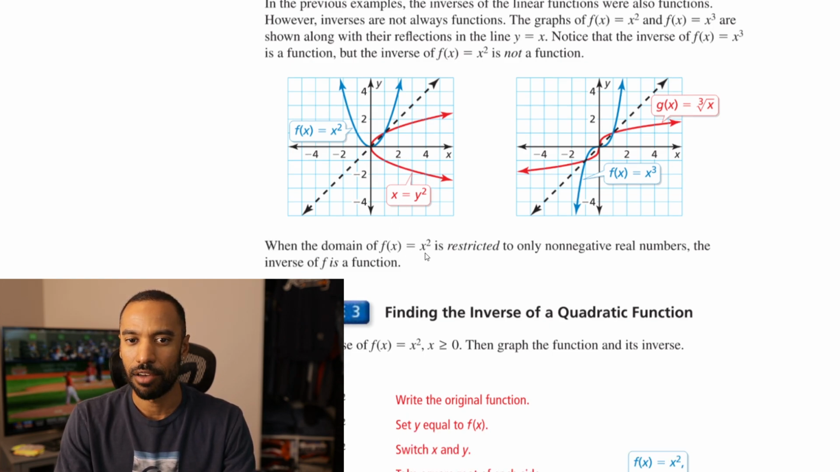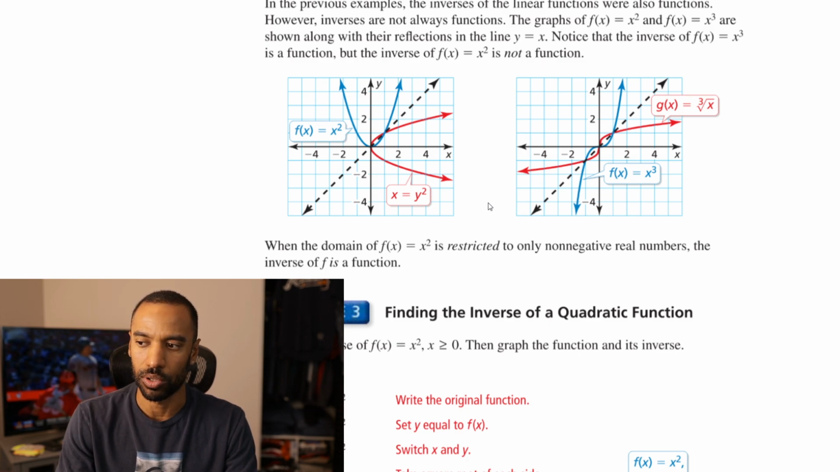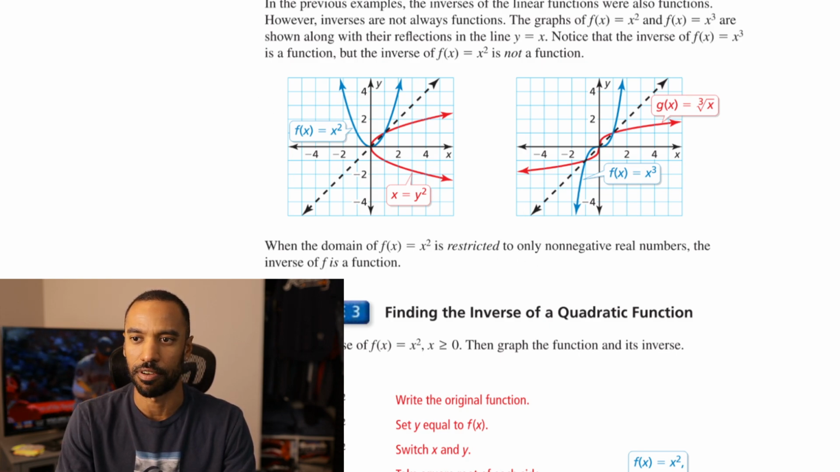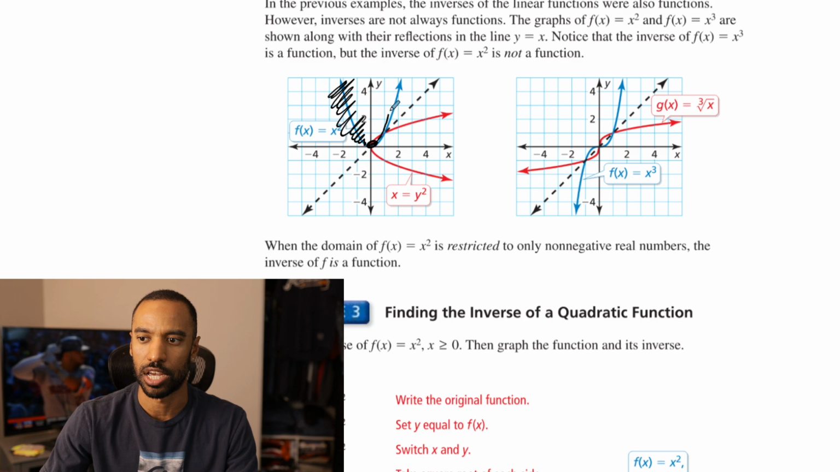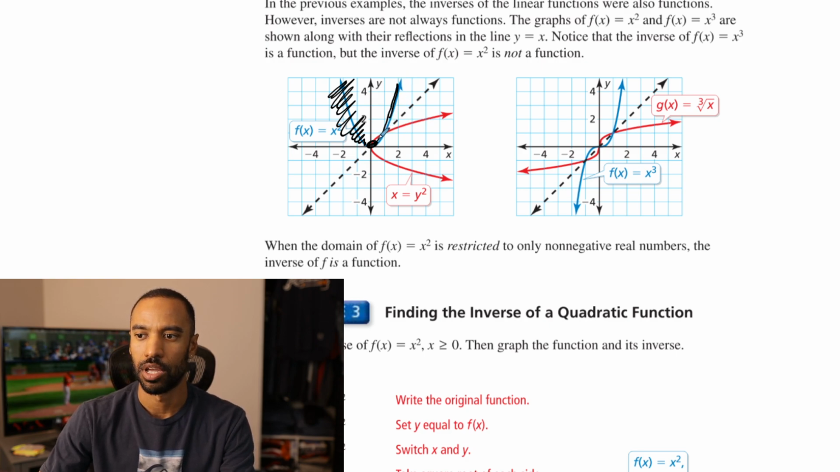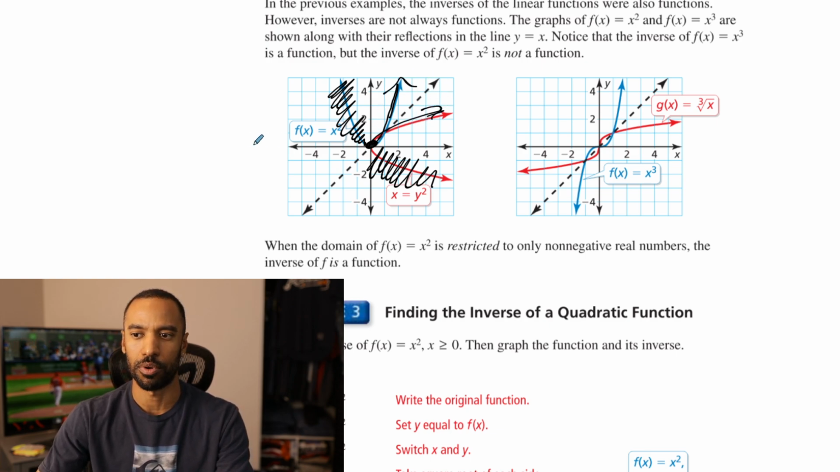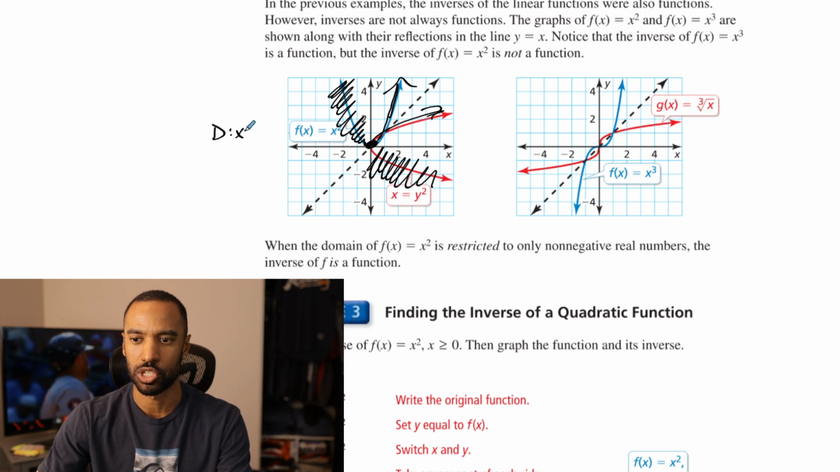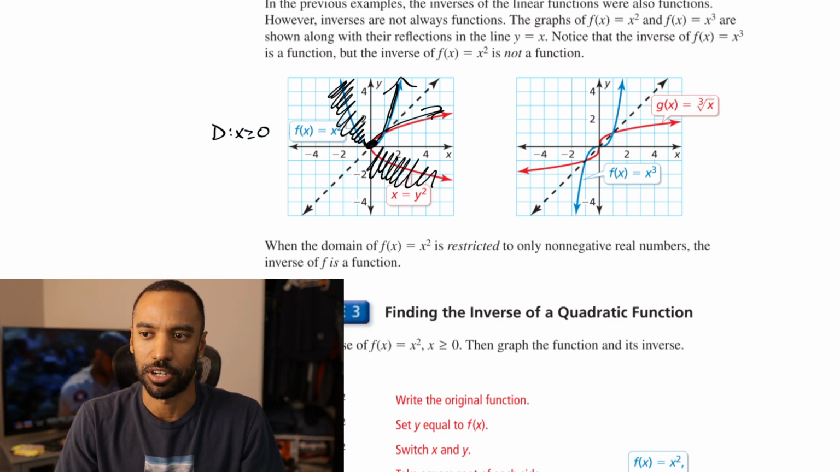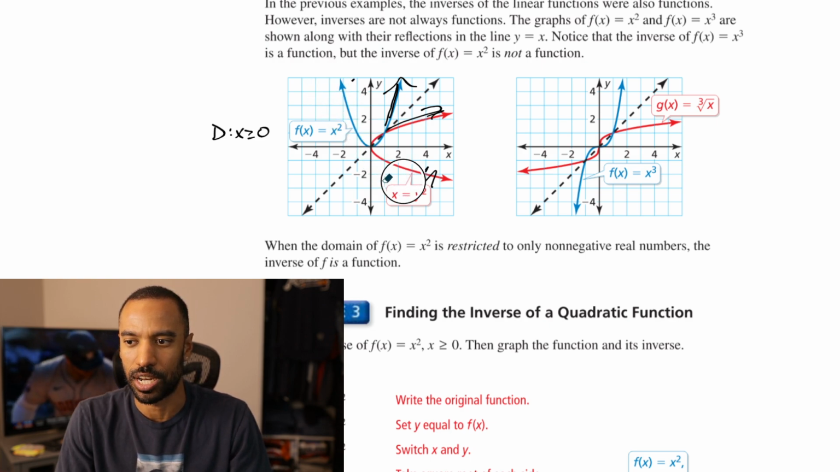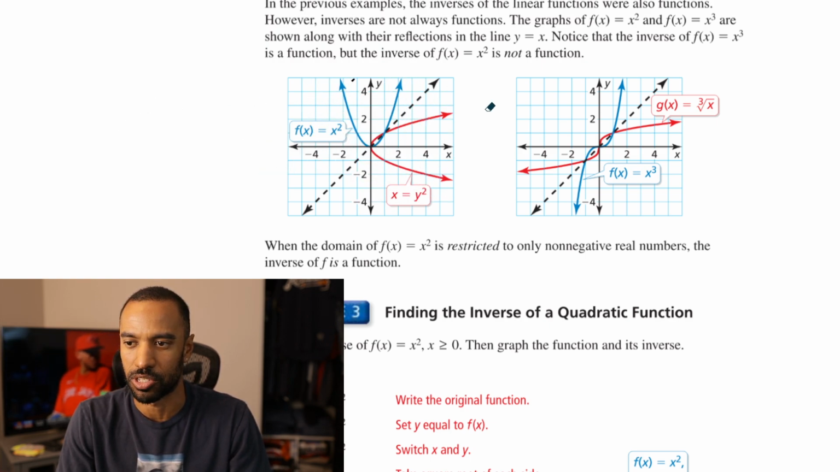When the domain of f of x equals x squared is restricted to only non-negative numbers, then its inverse is a function. Imagine that you didn't have this portion of the graph at all. It wasn't there, and you only have half of a parabola just right here. Well, its inverse would not include this part here, but it would just be this part right there. So now its inverse would be a function if we restrict its domain to x is greater than or equal to 0. So if we restrict its domain, we can then get a function out from it, which is an unfortunate happenstance, but it's part of the nature of the beast.